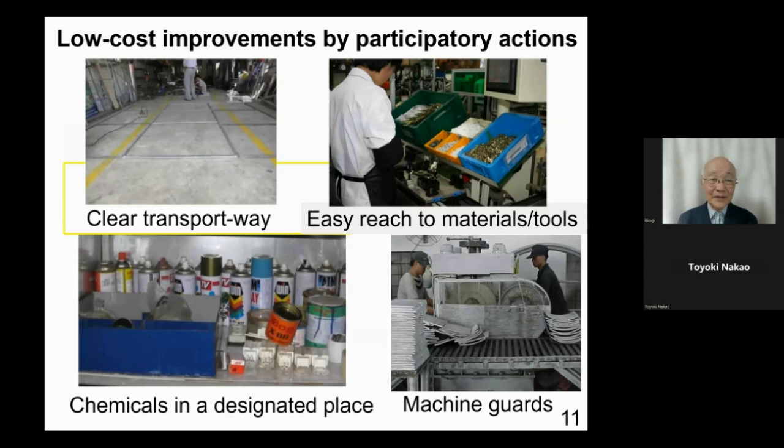We can make improvements such as achieving clear transport ways or making it easy to reach materials and other types of workstation design improvements. Also, chemicals in a designated place can make sure that the chemicals can be used properly, or the provision of machine guards. And there are many such improvement photos, and that can be used in our participatory training processes.